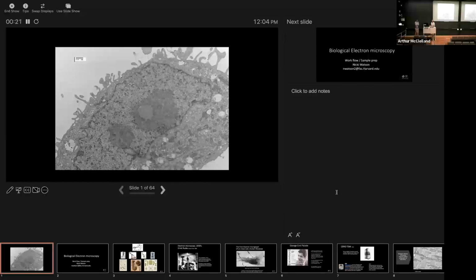Nikki's background is in electron microscopy and biology. She worked at the Whitehead Institute at MIT for 20 years before she came and joined CMS, and so we're very lucky to have her deep expertise on all things biological or electron microscopy. Today she's going to walk through some of the bigger ideas she wants you to have before you come talk to her about your biological electron microscopy project.